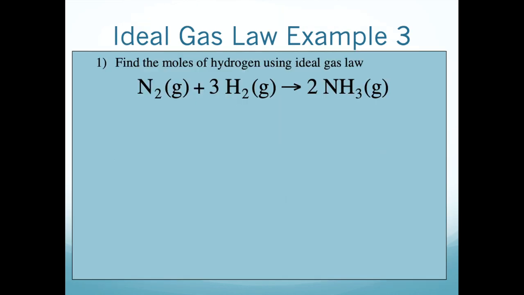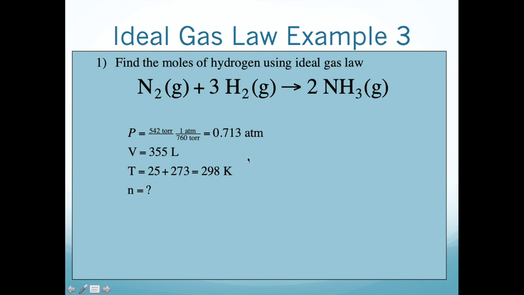So let's try this out. Again, if you haven't already done so, I've converted our pressure into atmospheres here for you. Here's our volume, here's our temperature converted to Kelvin. And let's solve for our moles. So take your formula PV = nRT. How do we get n by itself?